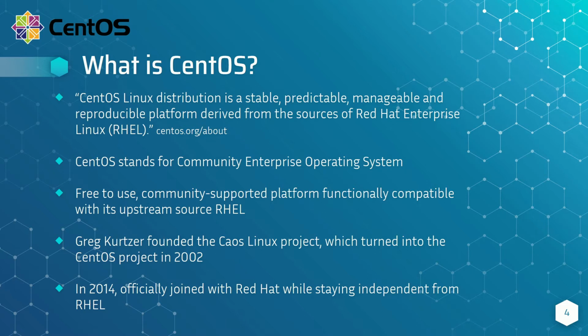So it stands for Community Enterprise Operating System. It is free to use. It is a community-supported platform, functionally compatible with the upstream source, Red Hat Enterprise Linux. So Greg Kurtzer, in the previous slide, founded the Chaos Linux project initially, and this eventually turned into the CentOS project in 2002. So in 2014, they've actually officially joined up with Red Hat while staying independent.